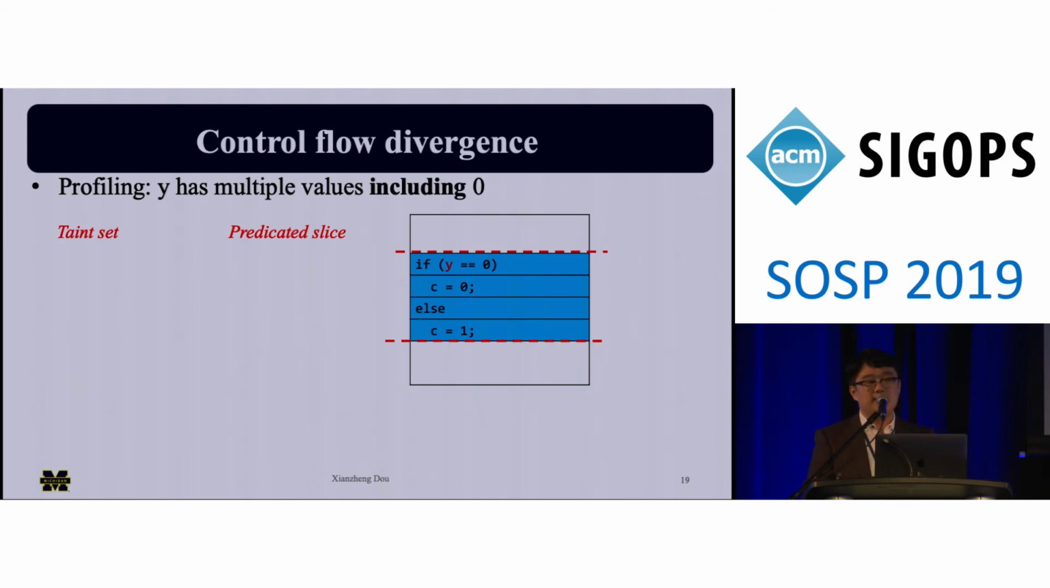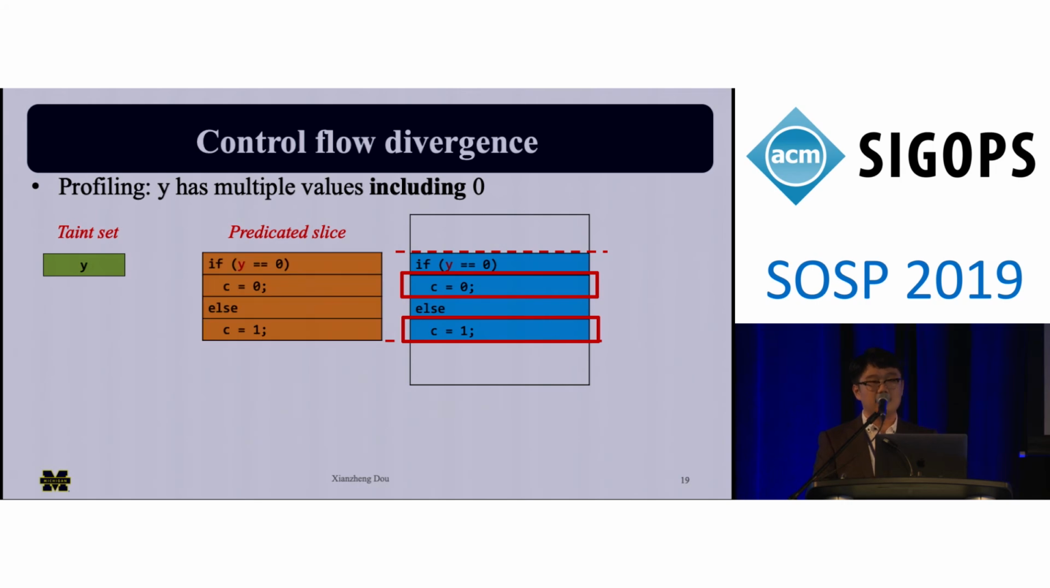What if the profiler later on tells us that Y can be 0 actually? In those cases, both branches would be taken. The slice will now include both branches to tolerate this kind of divergence. Now, the value of C is undetermined, so we also have to add C to the taint set.